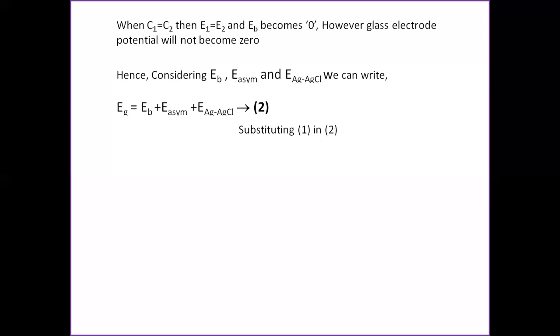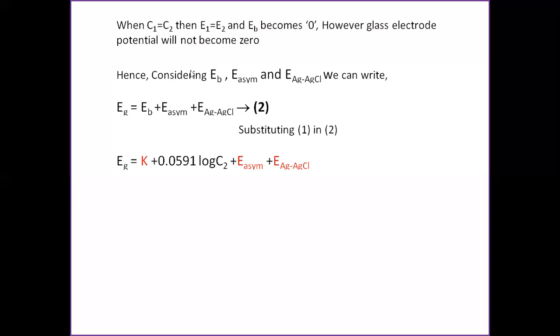So now we know what the boundary potential is. In the previous step we have derived it. Substituting that boundary potential E_B into this equation 2, we will get E_G is equal to, E_B is nothing but K plus 0.0591 log of C2, plus as usual E asymmetric plus E Ag-AgCl.